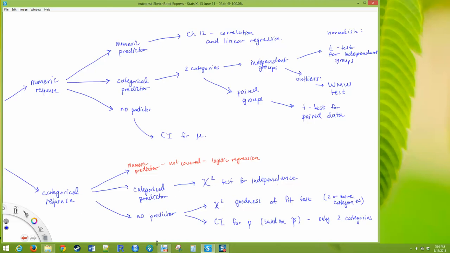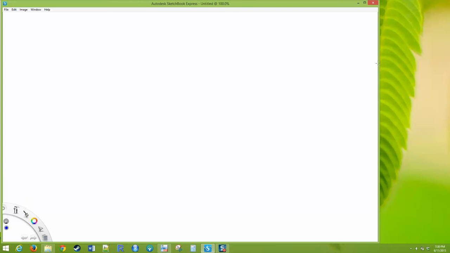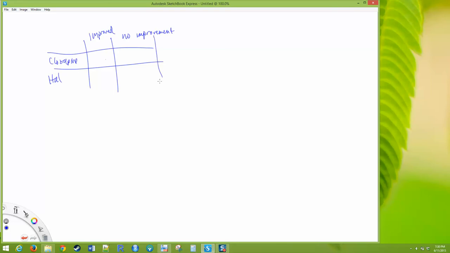Okay, and so for this analysis, you would do one of these things, right? Improved, no improvement, clozapine, haloperidol, and then you'd put your numbers in and do your chi-squared test this way, okay?